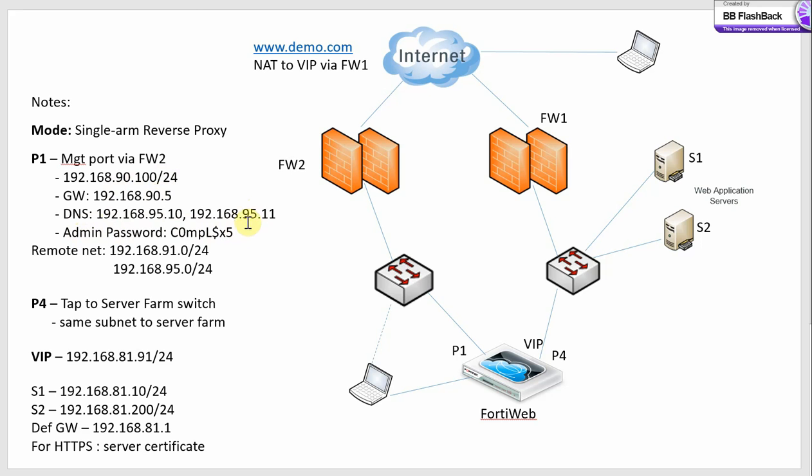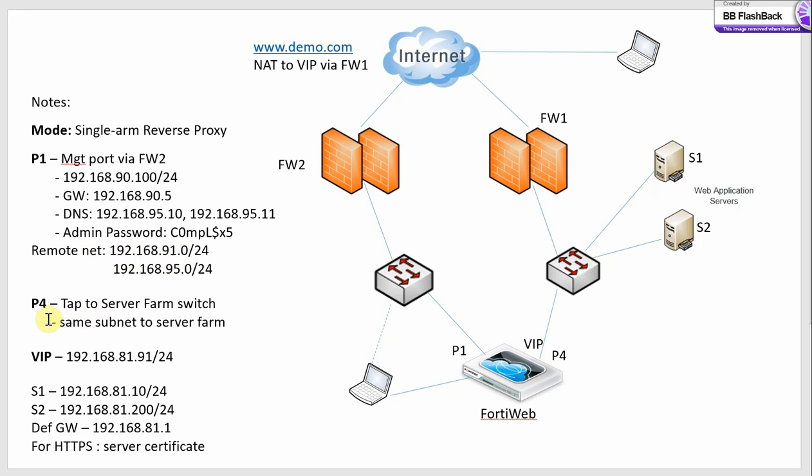so as to avoid unnecessary editing of the configuration by someone later on. And if this management port needs to be accessed remotely, then we have to add additional static routes on the FortiWeb, like this, in this case the 91 and 95 networks.